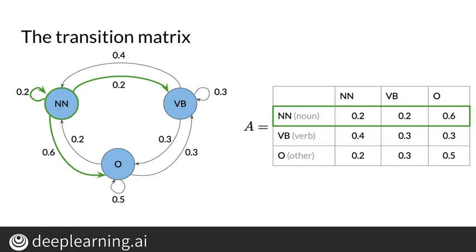The values inside the table represent the transition probability of going from a noun to a noun, from a noun to a verb, and a noun to some other state. Notice that for all the outgoing transition probabilities from a given state, the sum of these transition probabilities should always be 1. Equivalently, in the transition matrix, all of the transition probabilities in each row should add up to 1.